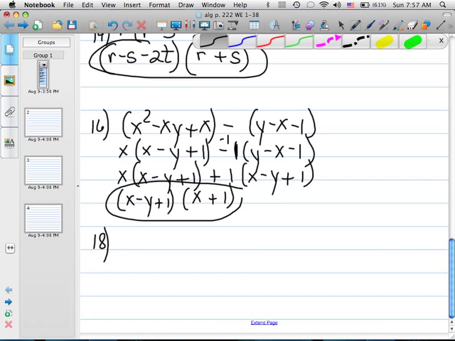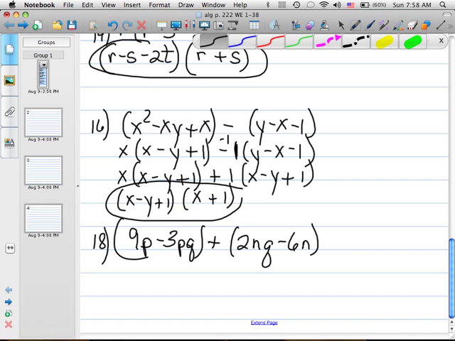And again, the book would probably put the binomial first, but it is okay to write it that way. Problem 18, we have 9p minus 3pq plus 2nq minus 6n. We can see there's no common factor across all the terms, so we group and simplify.